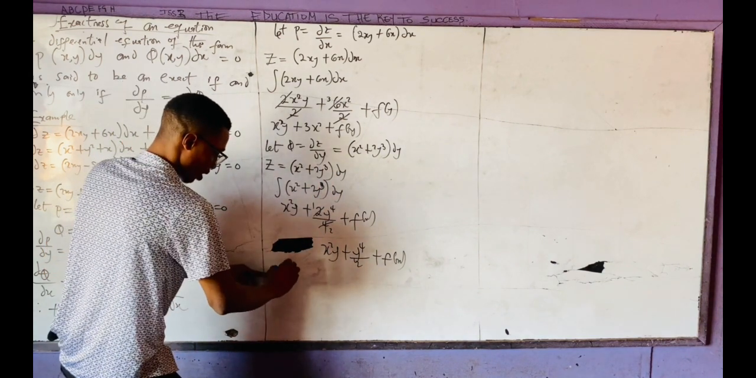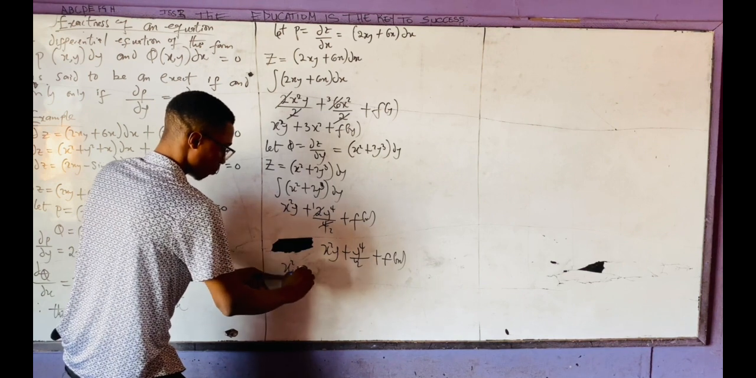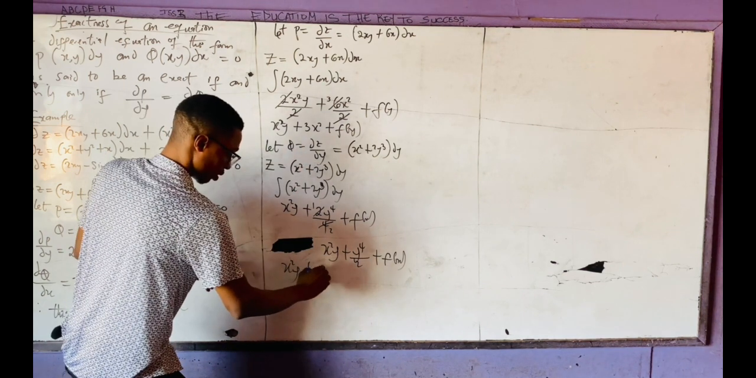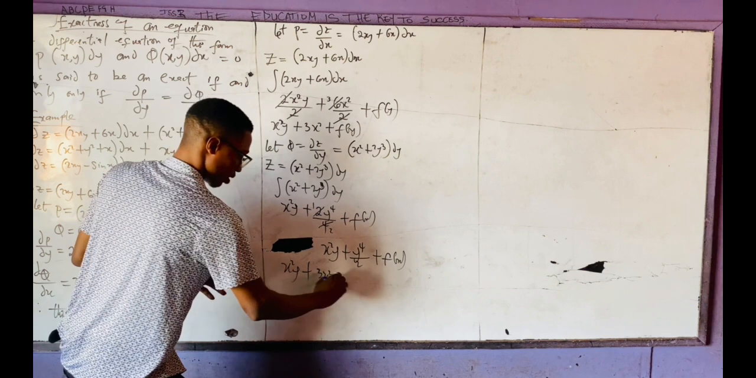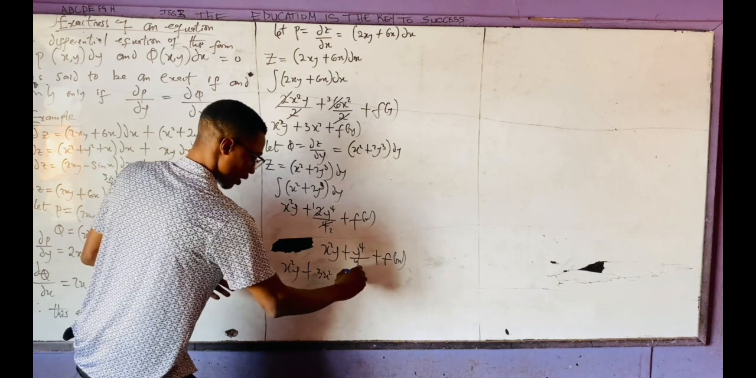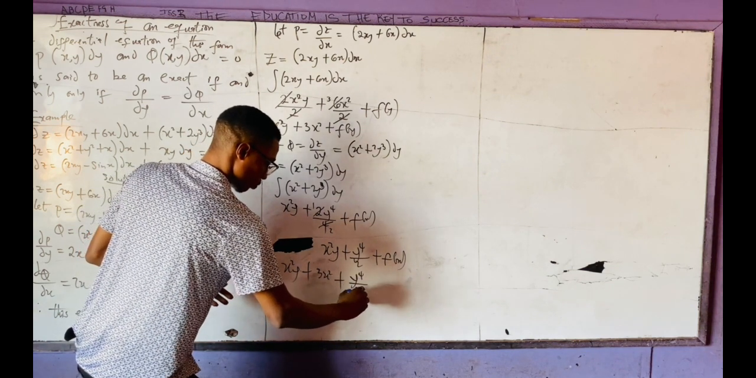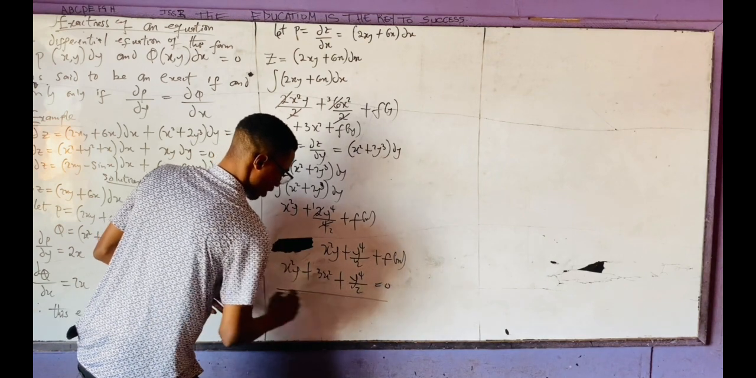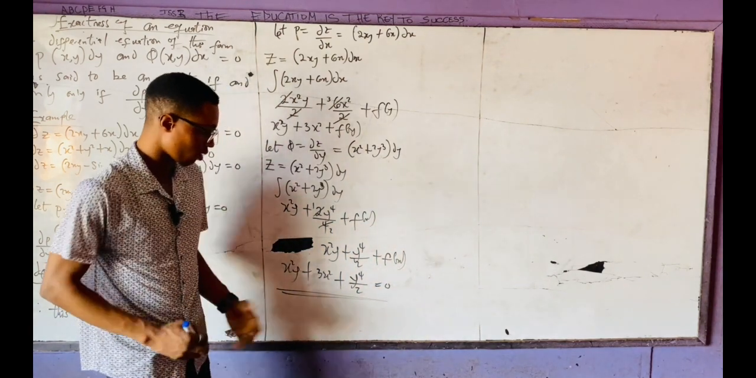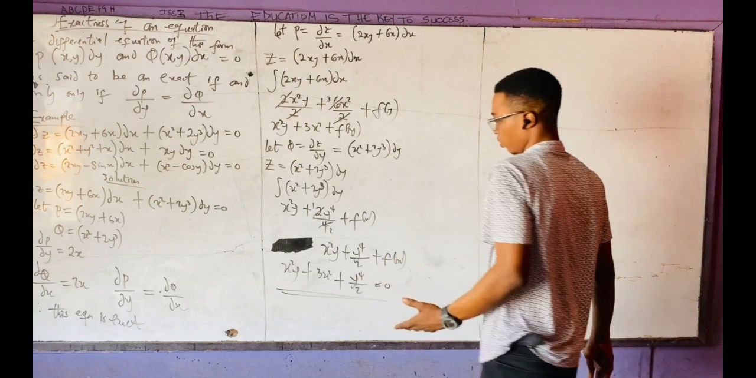So this becomes x squared y, we pick one of them, plus 3x squared plus y to the power of 4 over 2 equals 0. And that is the answer. That is how to solve an exactness of an equation.